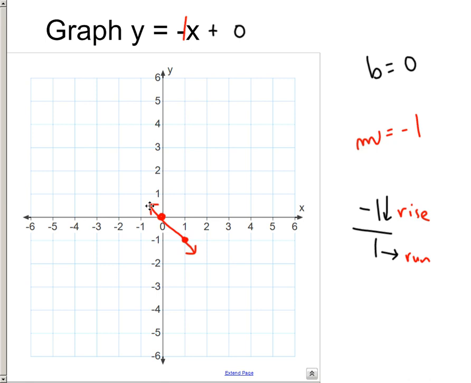Okay, that should be enough to get us started. We'll talk about patterns and a few other little tricky things that happen in the next lesson, but that's the basics of graphing with the slope and the y-intercept.